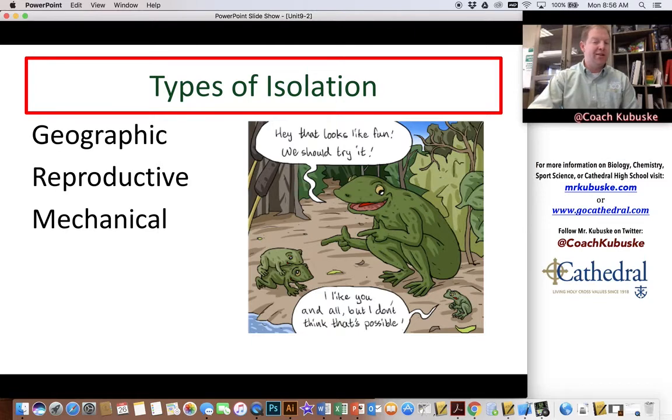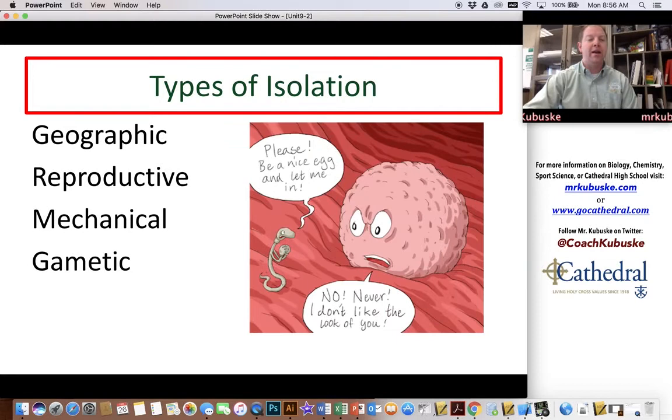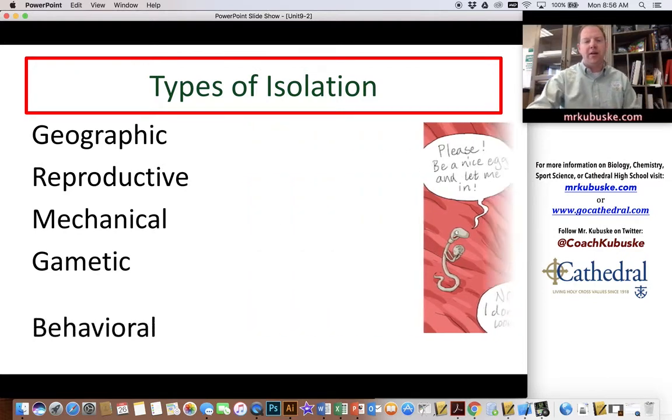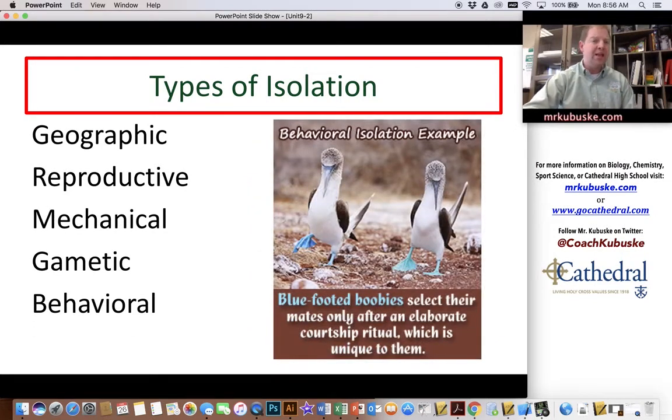Mechanical isolation, that's when within your species you have different versions that don't have the tools basically to fit together anymore. And we don't need to necessarily get into too much more of that. And then gametic. In other words, your gametes don't match up. You don't have the right number of chromosomes in there anymore, and so sperm can't meet egg correctly, and you can't reproduce. All right, last one is behavioral isolation.